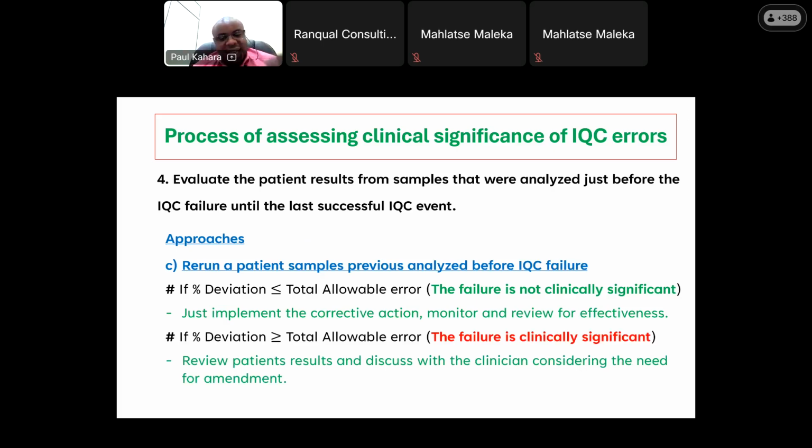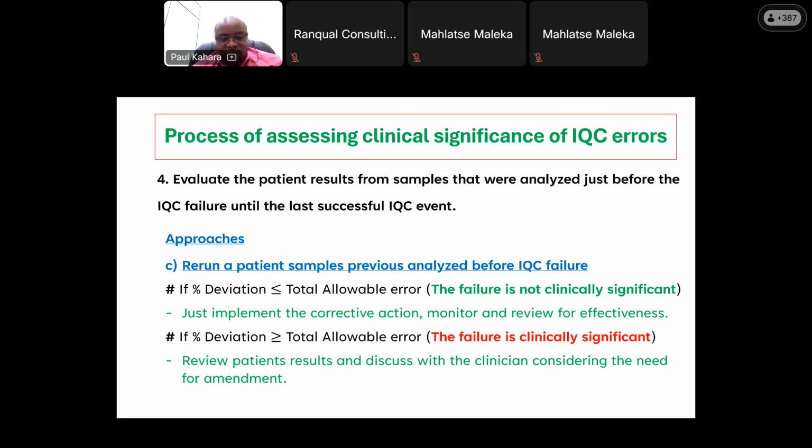So just go ahead, implement the corrective action, monitor any actions you take, and review for effectiveness. But if the percentage difference between what you saw at night and what you are getting now is way above the total allowable error, then we'll say that our failure in IQC is clinically significant. And for that reason, you have to review the patient results and probably discuss with the clinician and consider the need for amending those results.